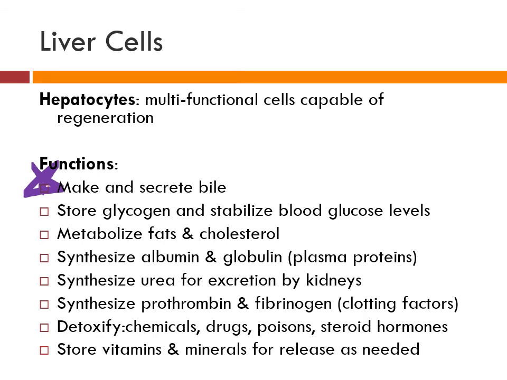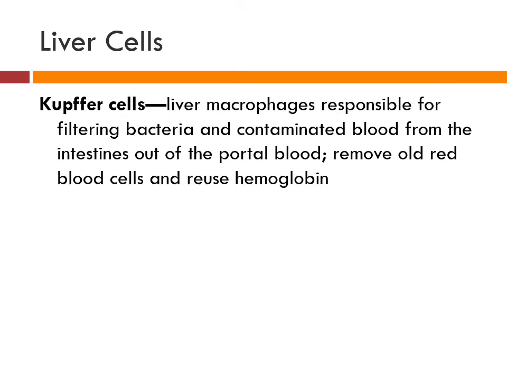It also synthesizes urea, which gets excreted by the kidneys in urine. Synthesizes clotting factors, prothrombin and fibrinogen. Detoxifies chemicals, drugs, poisons, and steroid hormones. And stores vitamins and minerals for release as needed. In the liver, we also have Kupffer cells, which is the name for the macrophages that live in the liver. What they do is they filter out bacteria and contaminated blood from the intestines out of the portal system. And then they remove old blood cells and recycle the hemoglobin.